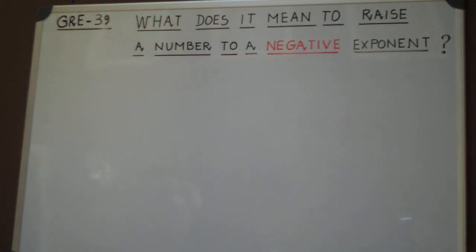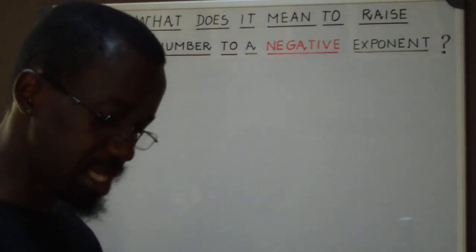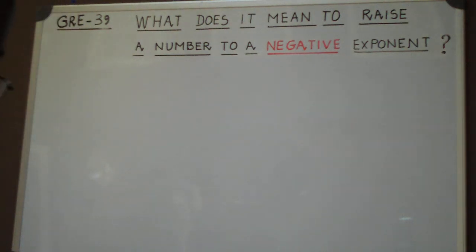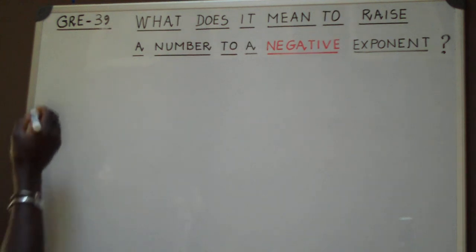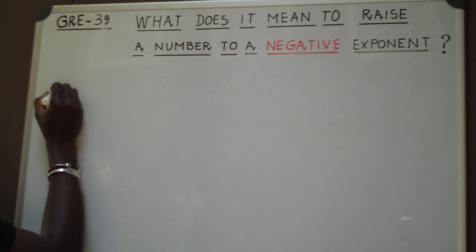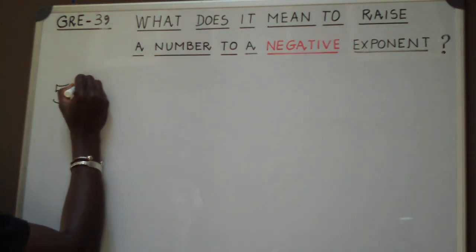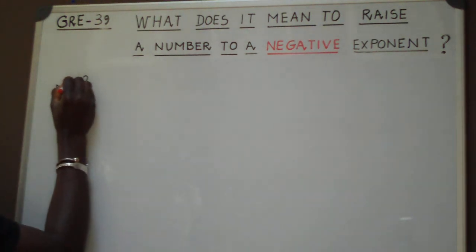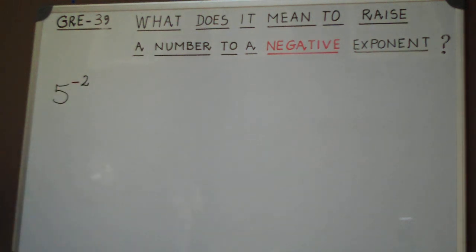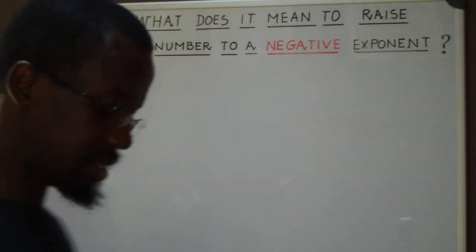The topic of discussion today is what is the meaning of a number that has been raised to a negative exponent. In other words, if I come to you and I say 5 raised to the exponent negative 2, what does that mean? What does it mean to raise a number to a negative exponent? Now, as you might have noticed, so far we've been raising numbers to positive exponents, not negative exponents. So therefore, I have to tell you what it means to raise a number to a negative exponent.